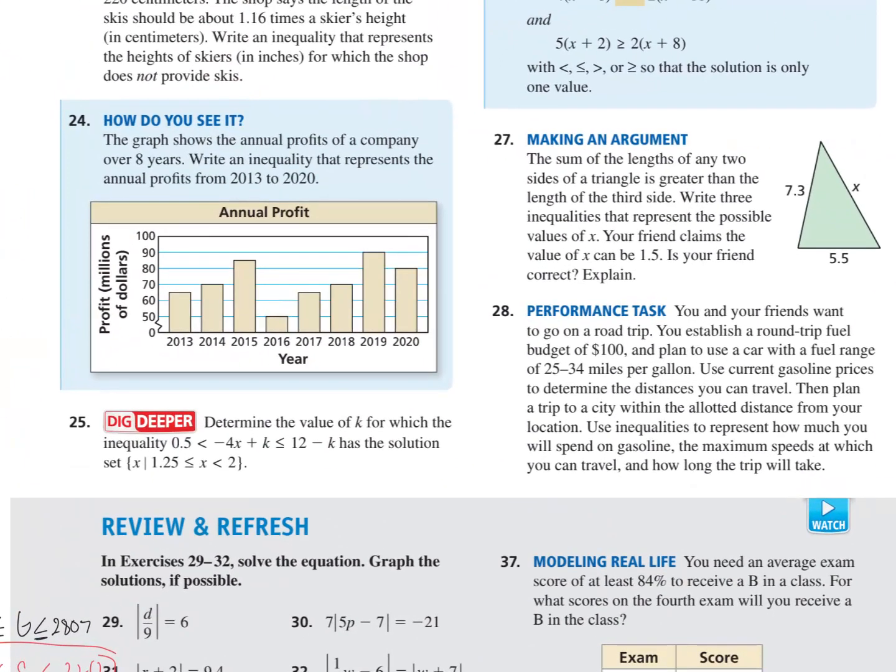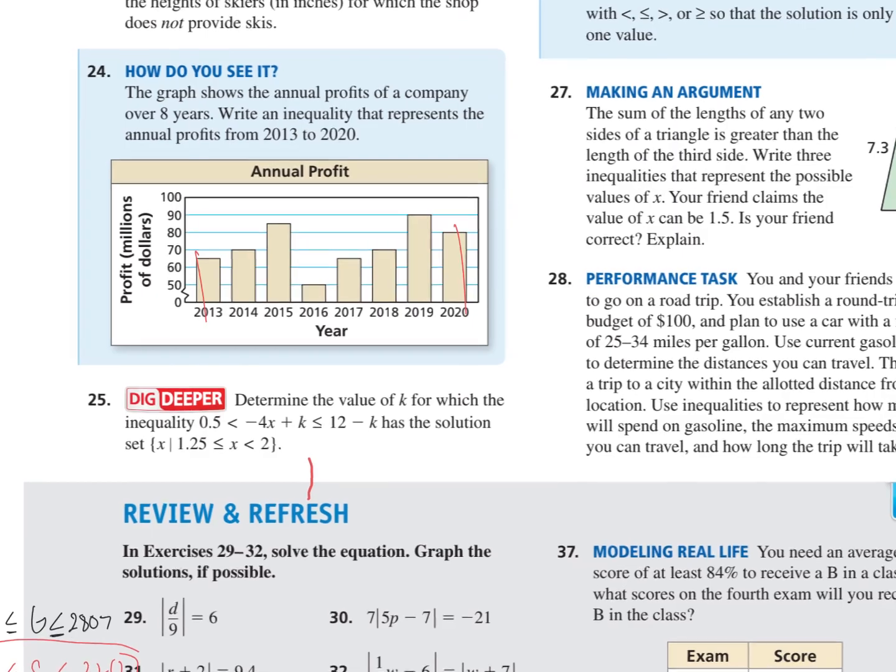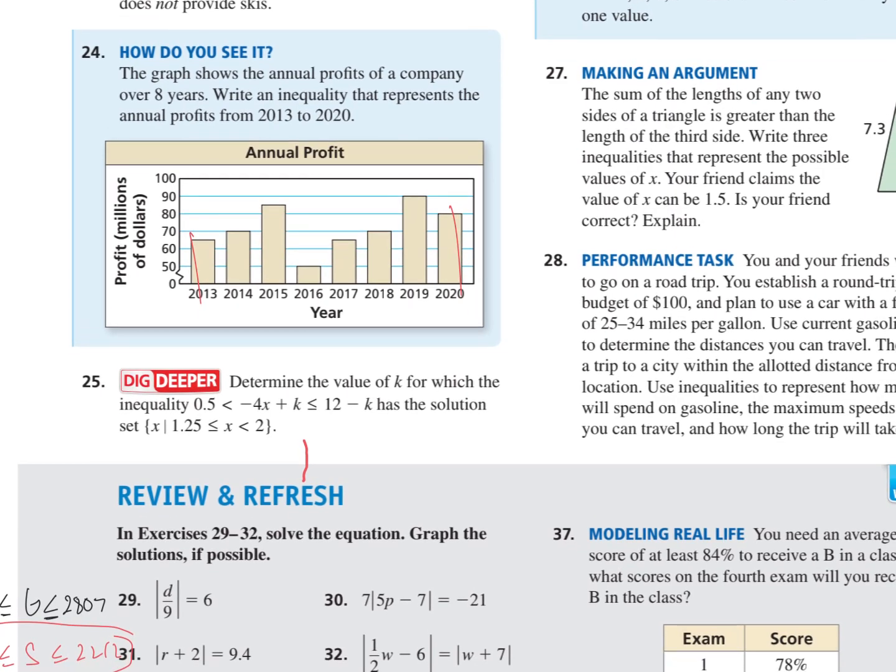24, the graph shows the annual profits of a company over 8 years. Write an inequality that represents the profits from 13 to 20. Well, let's see. I would think it's going to be profits in the middle. And let's see. It is at least 50, less than or equal to 50, and at most 90. I think that's it. The profits are between 50 and 90.